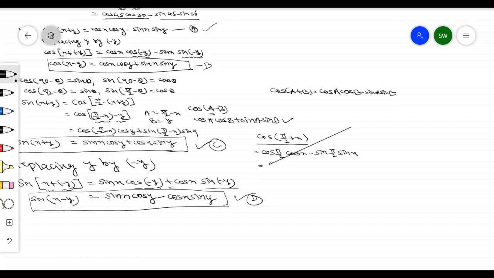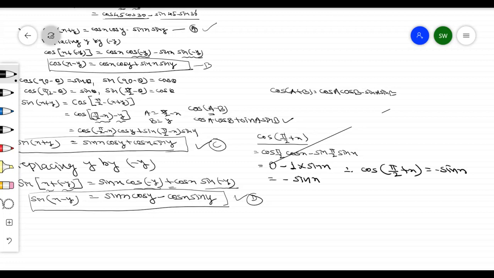Okay, so no problem. So this is 0. 0 minus sin pi by 2, which is 1, into sin x. So it gives me minus sin x. Therefore, cos(pi by 2 plus x) equals minus sin x.